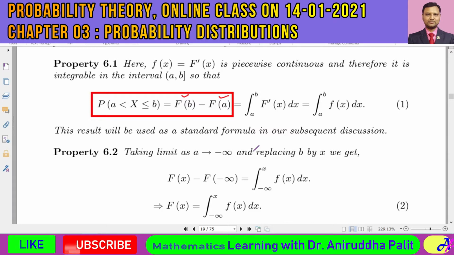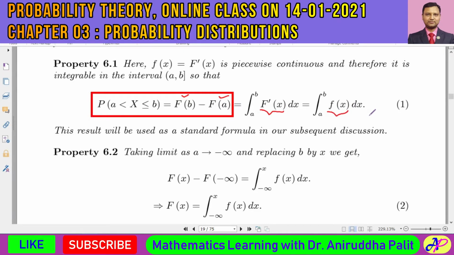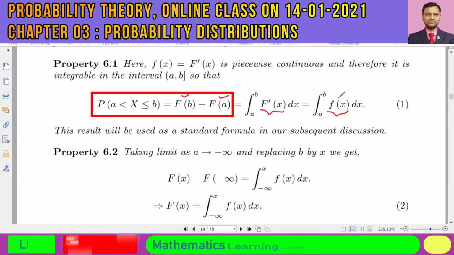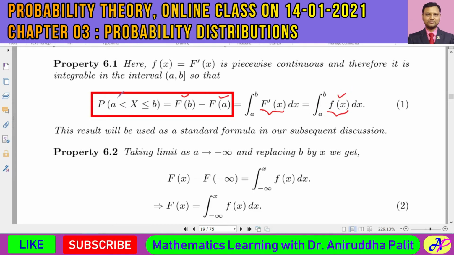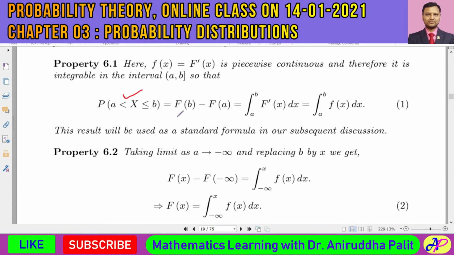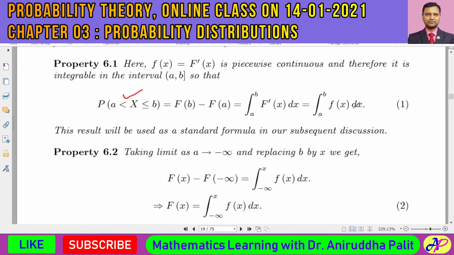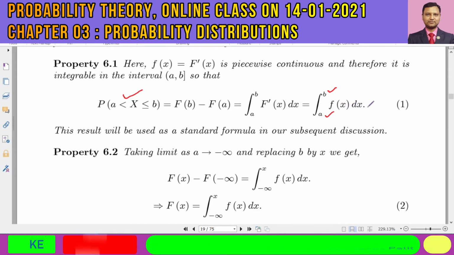And that's why, in the position of F dash x, if we put small f, the density function of x, then you observe that in terms of the density function we can compute the value of the probability. Got it? So the probability of the event a less than x less than or equal to b can be computed by the integral from the lower limit a to the upper limit b of the density function f of x dx.